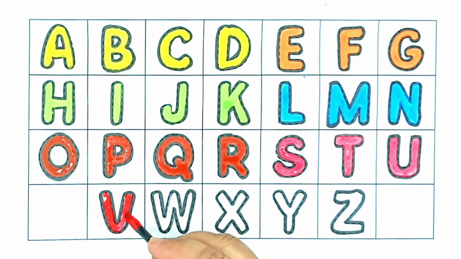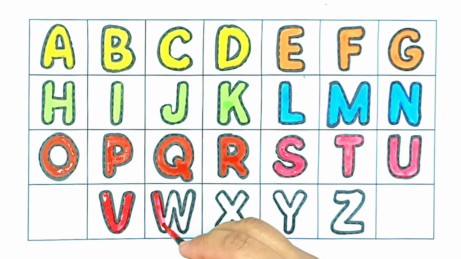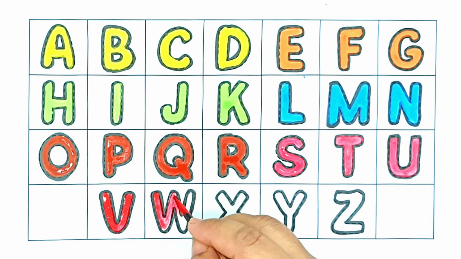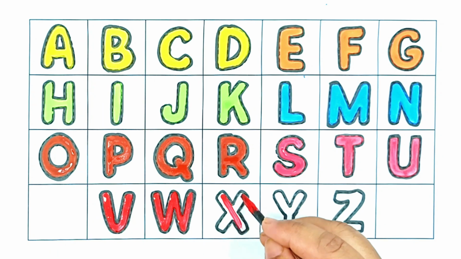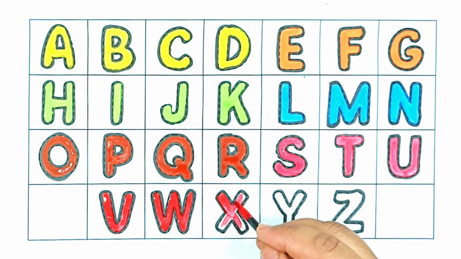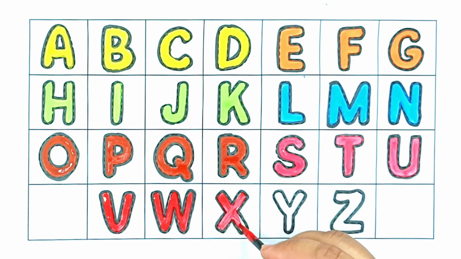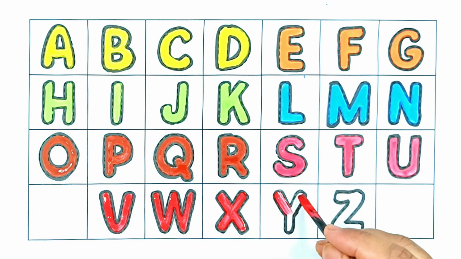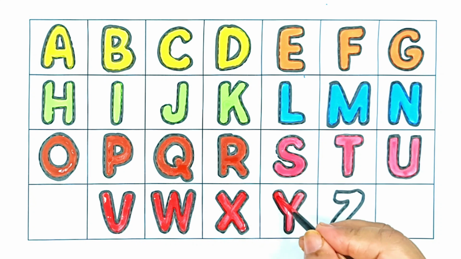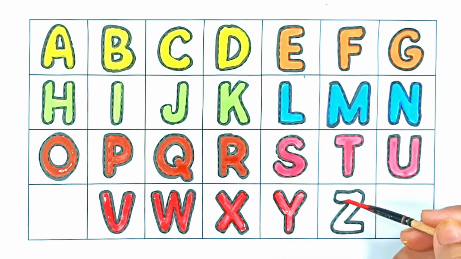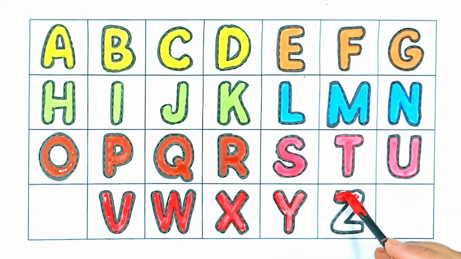V for van. V for van. W for watch. W for watch. X for xylophone. X for xylophone. Y for yacht. Y for yacht. Z for zebra. Z for zebra.